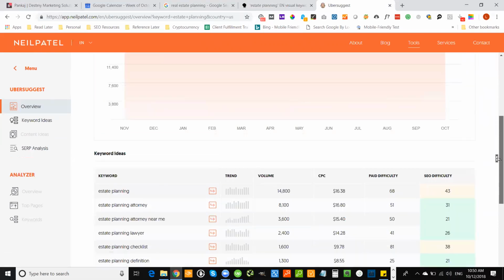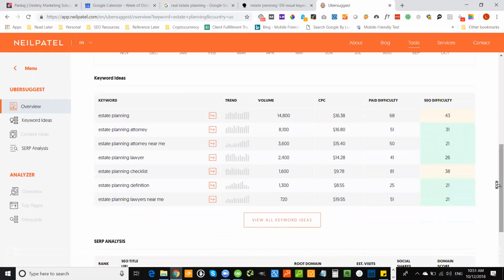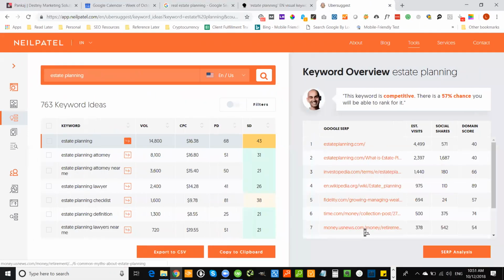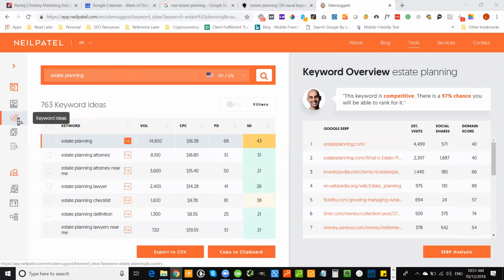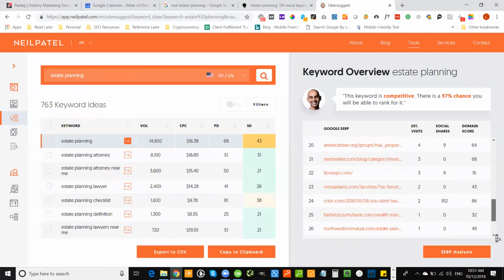This tool also provides keyword ideas. This is very similar to Google Suggest and Answer the Public, where you can get other variations for estate planning. So if we click View All Keyword Ideas, yeah, these are your variations of the keywords. I was trying to see if maybe there's a different version where you can see the entire list. But I think you get the idea, this list will provide you different variations for that keyword.